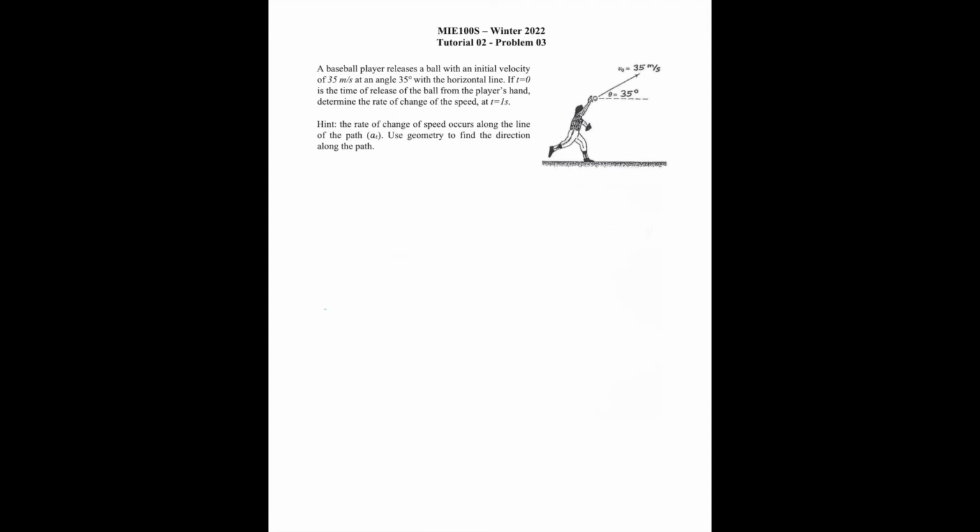Now, taking a look at problem 3, we have a baseball player releasing a ball with an initial velocity of 35 meters per second at an angle of 35 degrees with a horizontal line. So if t is equal to 0 is the time of release of the ball from the player's hand, determine the rate of change of the speed at t is equal to 1 second. So the rate of change of speed occurs along the line of the path, so it's a tangential acceleration, using geometry to find the direction along the path.